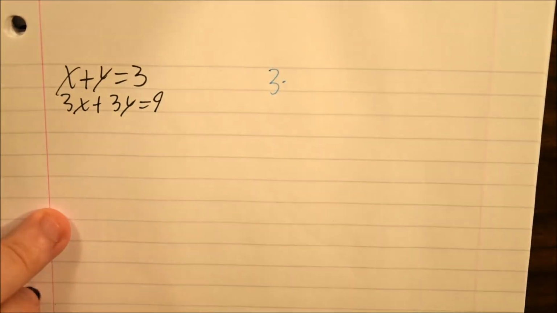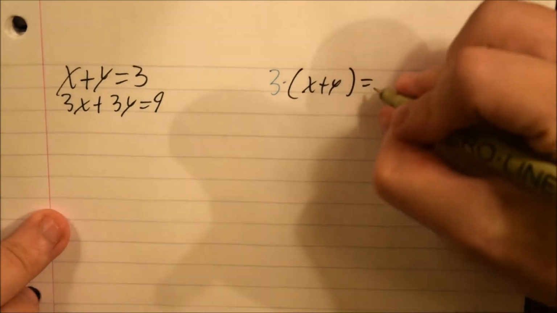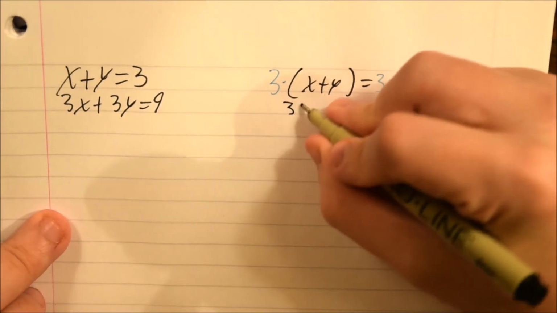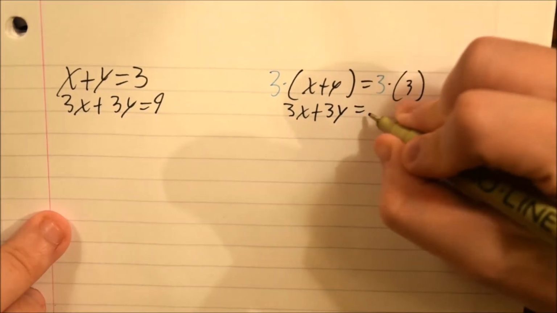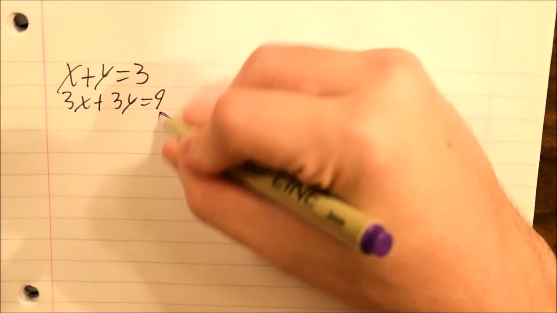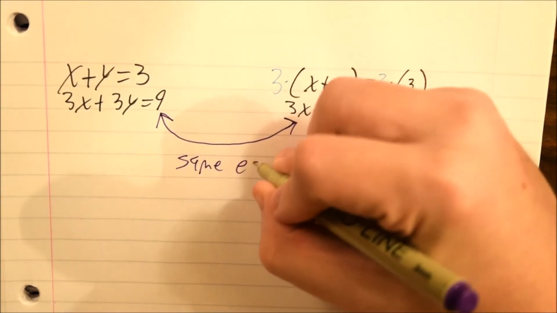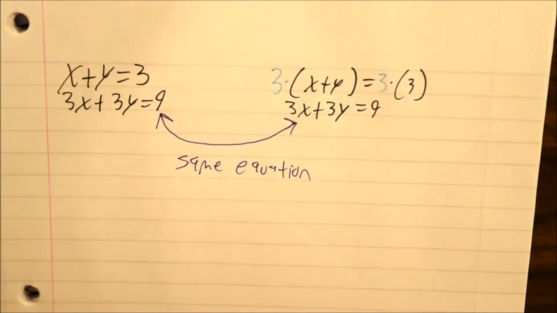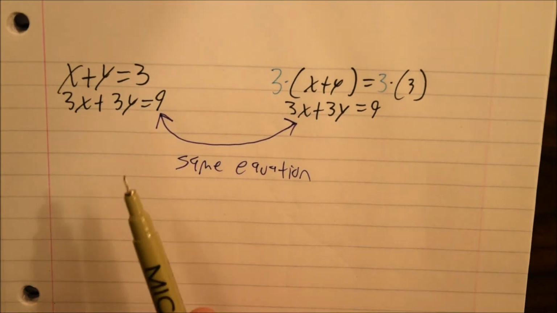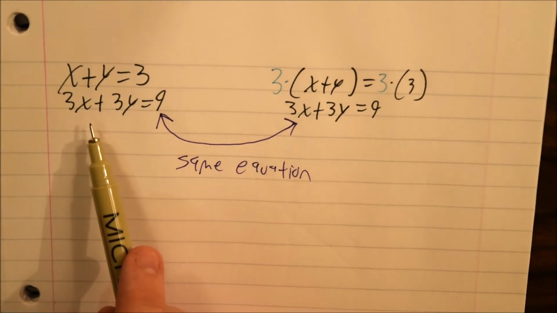So if I have 3 times x plus y equals 3 times 3, I get 3x plus 3y equals 9. And I compare these two and I notice that I get the same equation. Now at this point I already know I have infinitely many solutions because I have one equation with two variables. That's always going to give me infinitely many solutions.